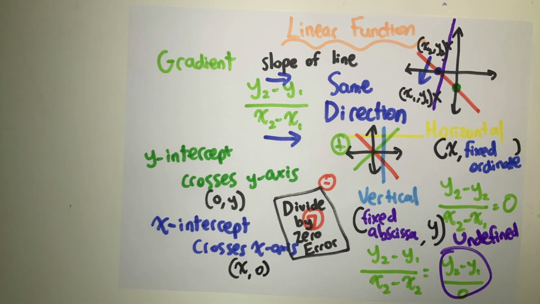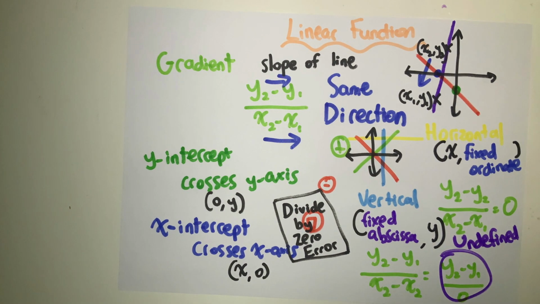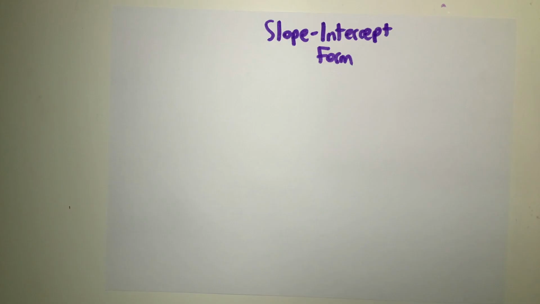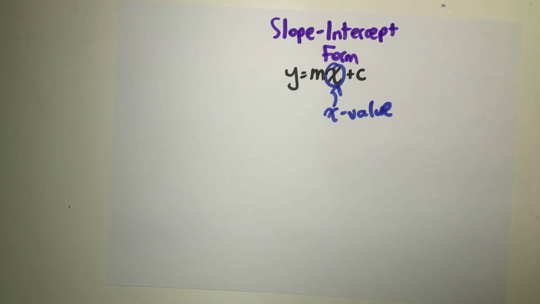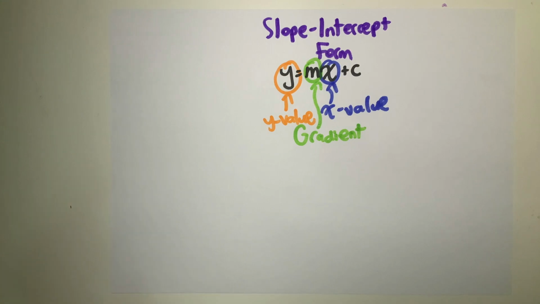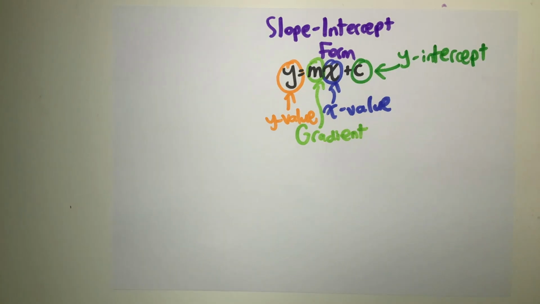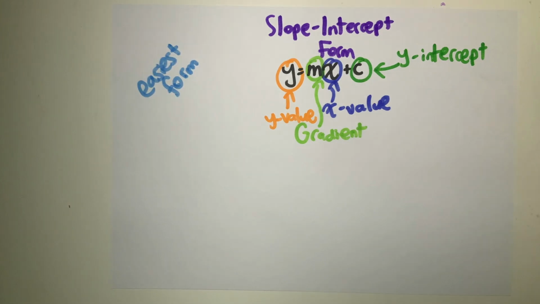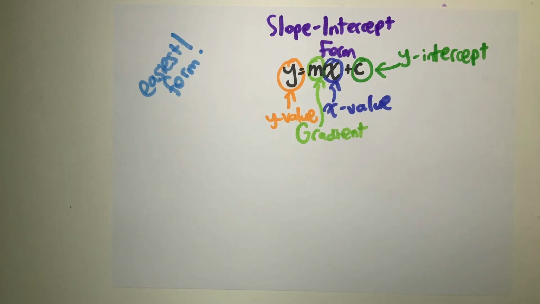The most common method to write linear functions is in the form y = mx + c, where x and y represent the x and y coordinates respectively, m represents the gradient, and c represents the y value of the y-intercept. The slope-intercept form of the linear function is one of the easiest forms of linear equations to use, and we will primarily focus on using it for this video.